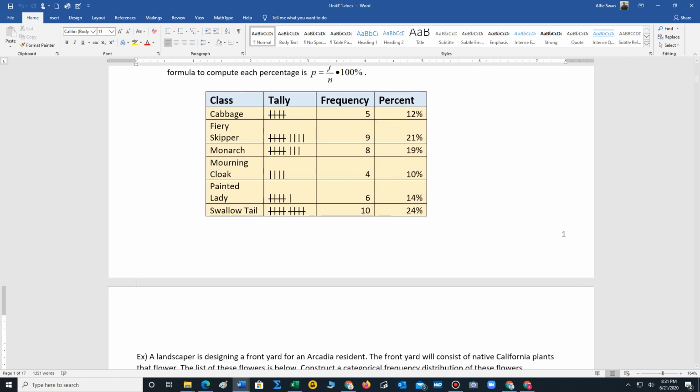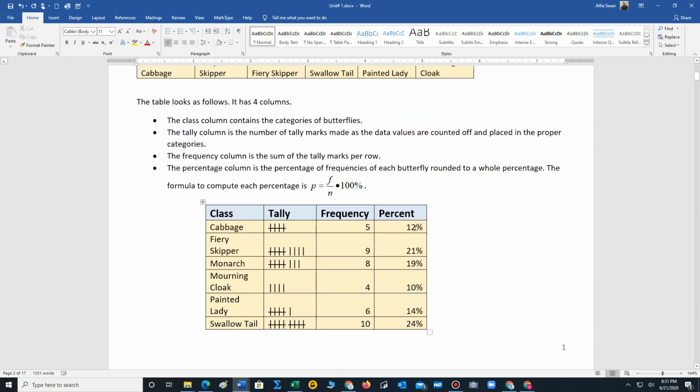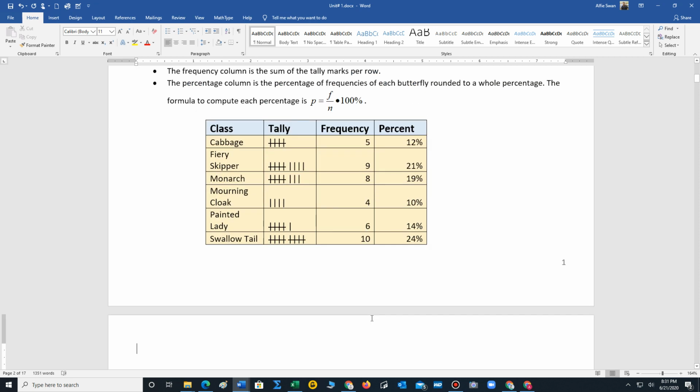So let's say we want to calculate the first percent. So what we do is we take the frequency of 5, we divide that by the total number of butterflies, 42, we get a decimal. So 5, use your calculator, you get 5 divided by 42, that is 0.1190, and we'll just say up to 476.